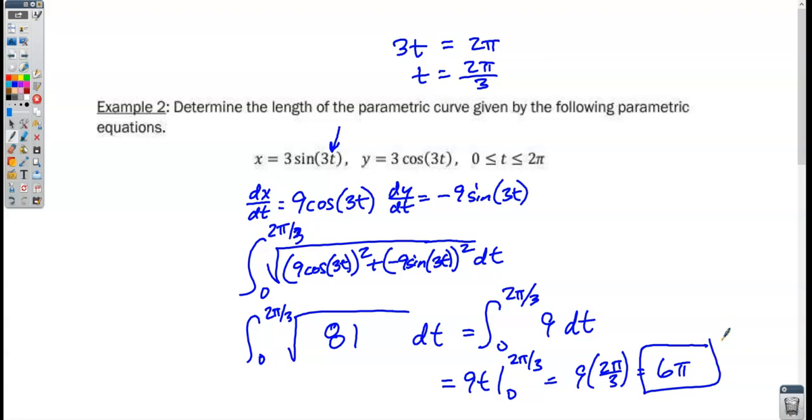Astonishingly, the same length as the last curve, and really, it looked exactly like the last curve, the only problem being that it traced over that curve 3 times, and so we ended up having a different integrand here and different limits of integration, but it still was the same. The curve was the same length. We just traced over it multiple times.